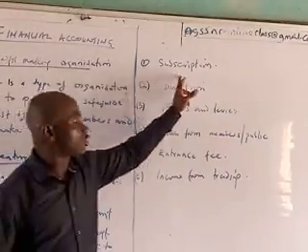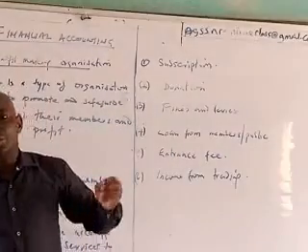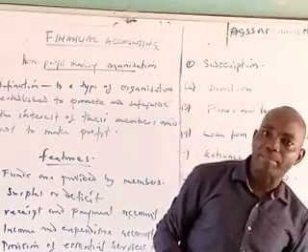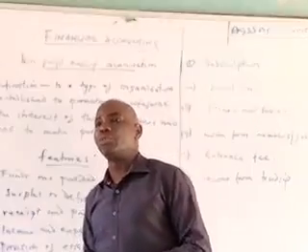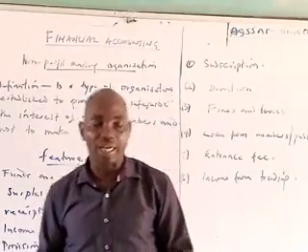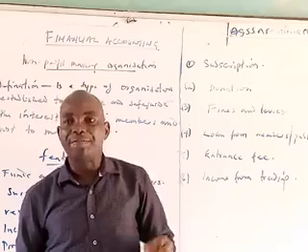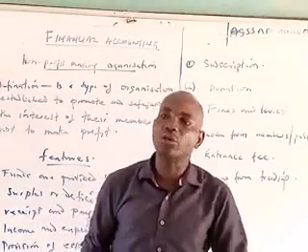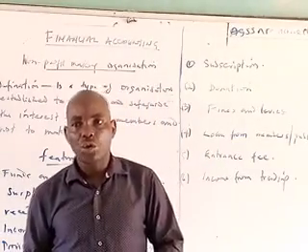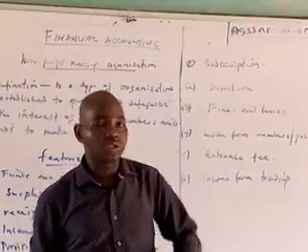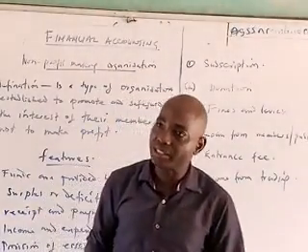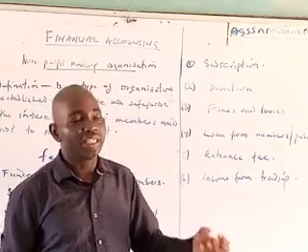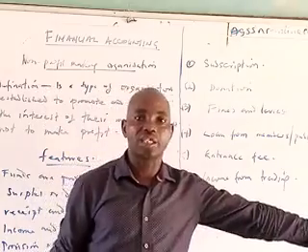So let's look at subscription. Subscription is a compulsory levy being paid by a member of an organization to be part of that organization. To be a financial member, that means you can be voted for and you can also vote. This subscription is paid maybe on a monthly basis, on a quarterly basis, or on a yearly basis. It's a source of income to this organization.